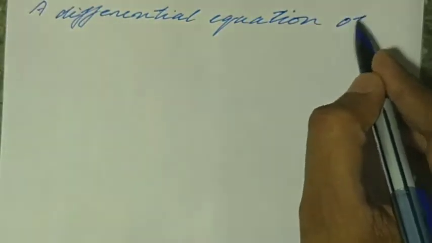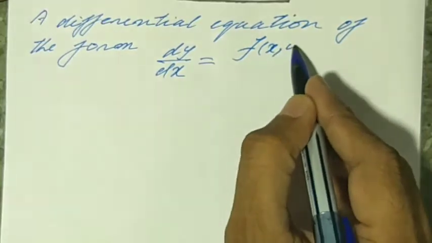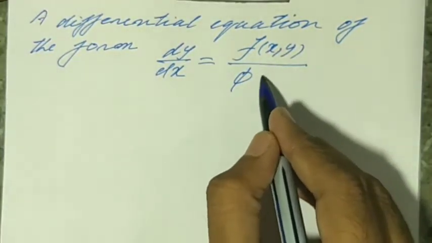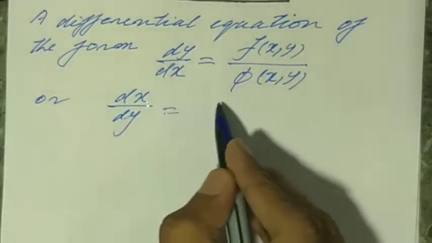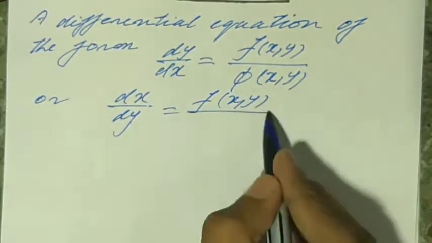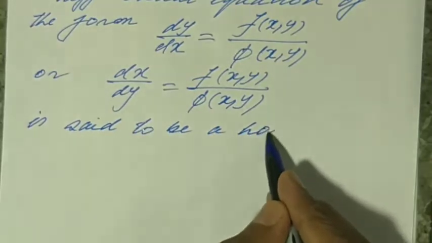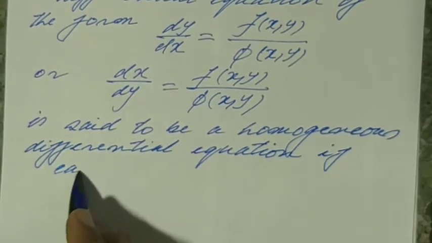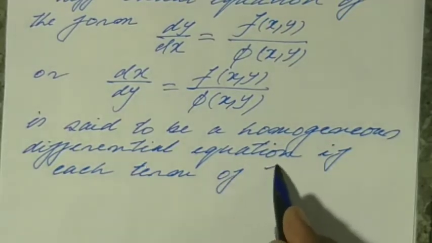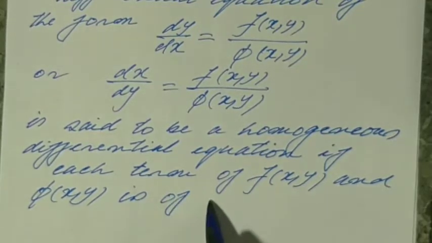A differential equation of the form dy/dx = f(x,y)/phi(x,y), or dx/dy = f(x,y)/phi(x,y), is said to be a homogeneous differential equation if each term of f(x,y) and phi(x,y) is of the same degree.